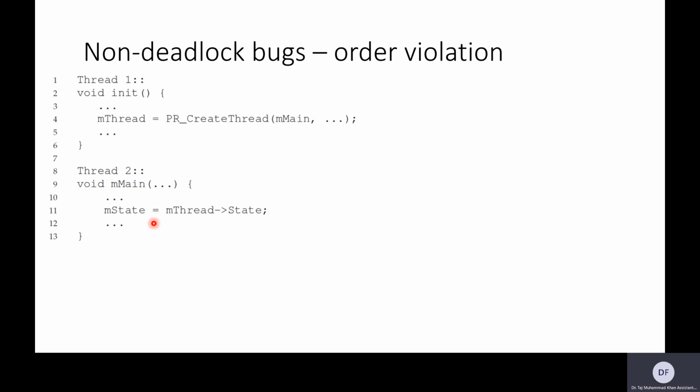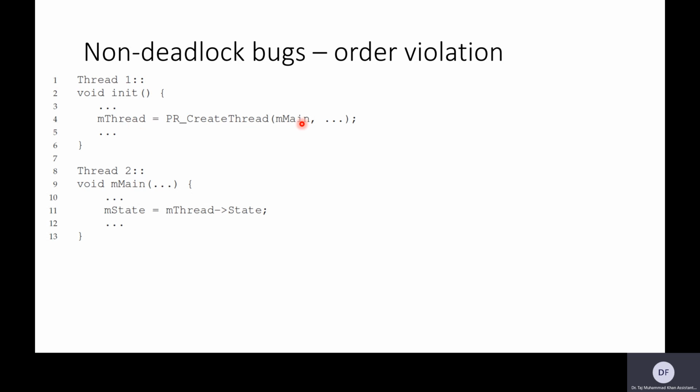Using a null pointer here will crash our program. All this because we had assumed that m_main will always be executed after this line has assigned the value to m_thread. Now this assumption is not true, because the creation of the thread and the assignment of the value to m_thread are two separate things.